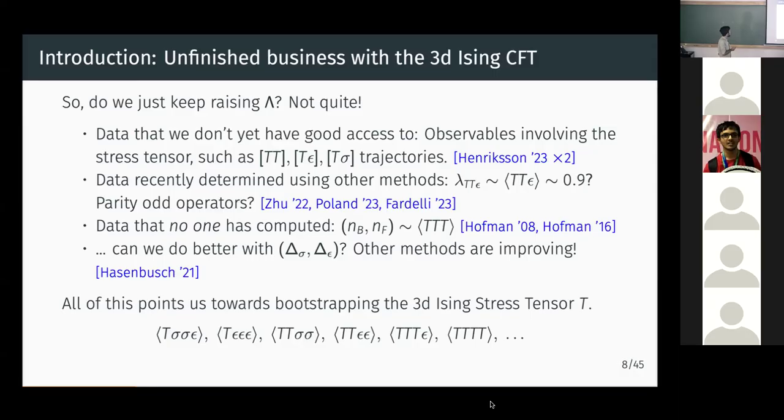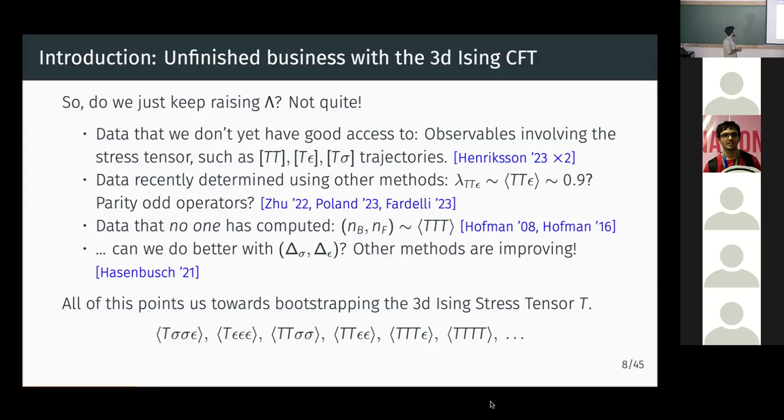Additionally, there are the parity odd operators, which the Ising CFT has a parity odd sector, but the gap is extremely high, very large. It's on the order of 10. We haven't been able to access it in our previous work, and other methods have tried to access it, but also have trouble with it.